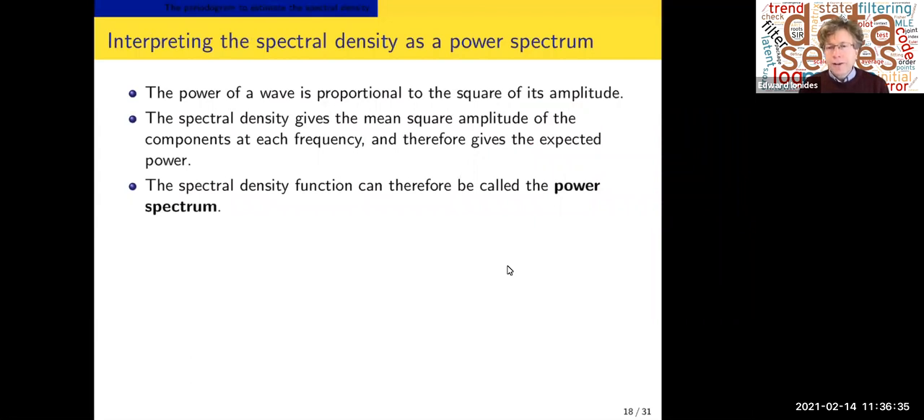Now, the spectral density is sometimes called the power spectrum and sometimes just the spectrum for short. It sometimes is convenient to think of physical analogies. So if you have the power of a wave, that's proportional to the square of its amplitude. That's kind of a physics thing. And the spectral density gives the mean square amplitude of the components at each frequency, and therefore the expected power. And therefore, from that physical analogy, the spectral density function is called the power spectrum.